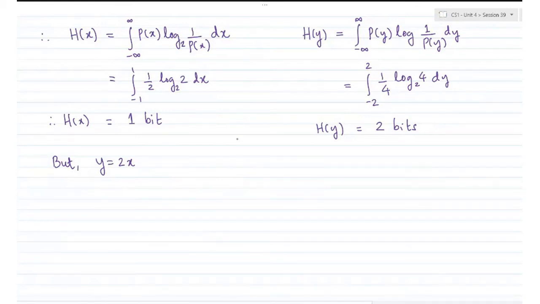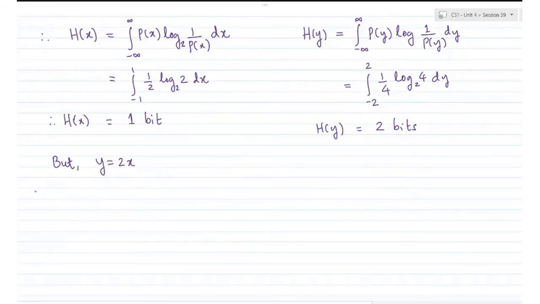Okay, that means that h of y is twice as large as h of x. So this concept becomes clear once we recollect the fact that the entropies that we have defined for a continuous random variable are not the absolute entropy, but these are differential entropies or relative entropies.